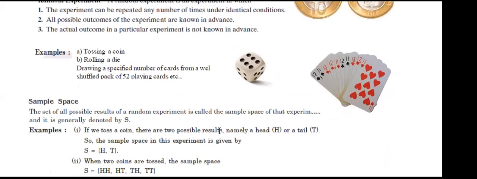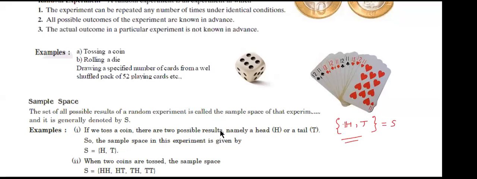Next, sample space. What is sample space? The set of all possible outcomes of a random experiment is called the sample space. It is generally denoted by S. If tossing a coin, what possible outcomes are we getting, tell me. One is head, another one is tail. The set of possible outcomes is called the sample space. It is denoted by S.